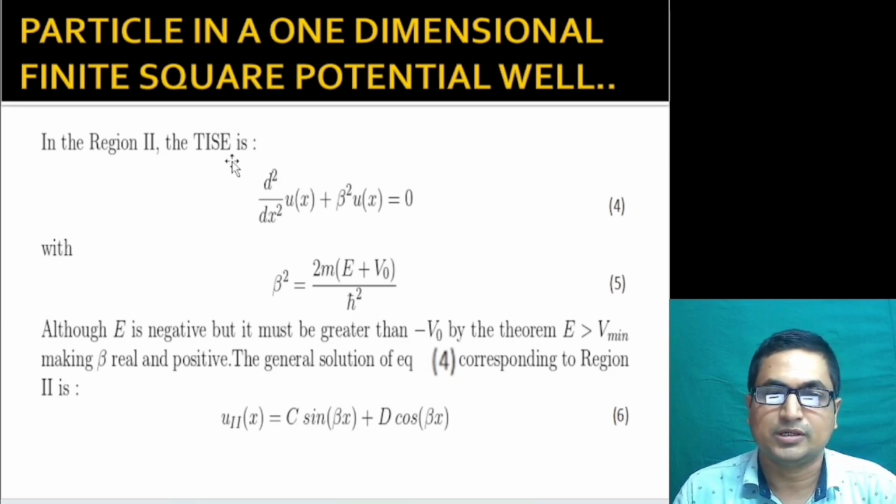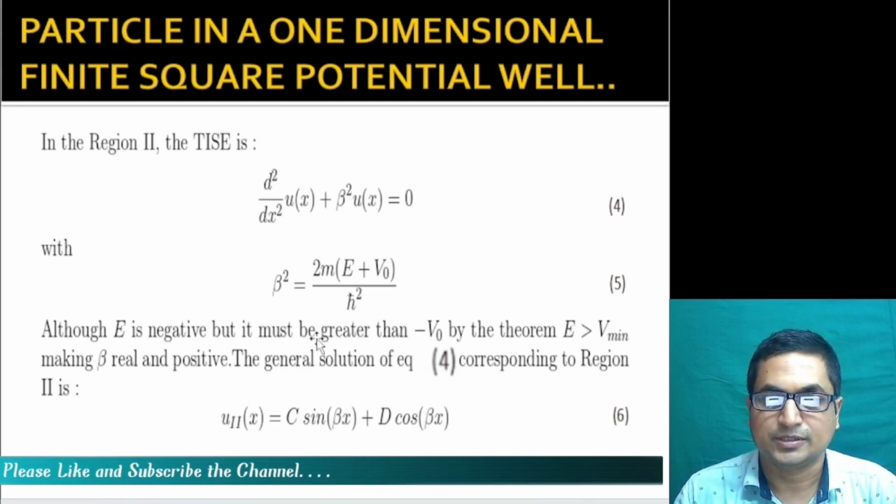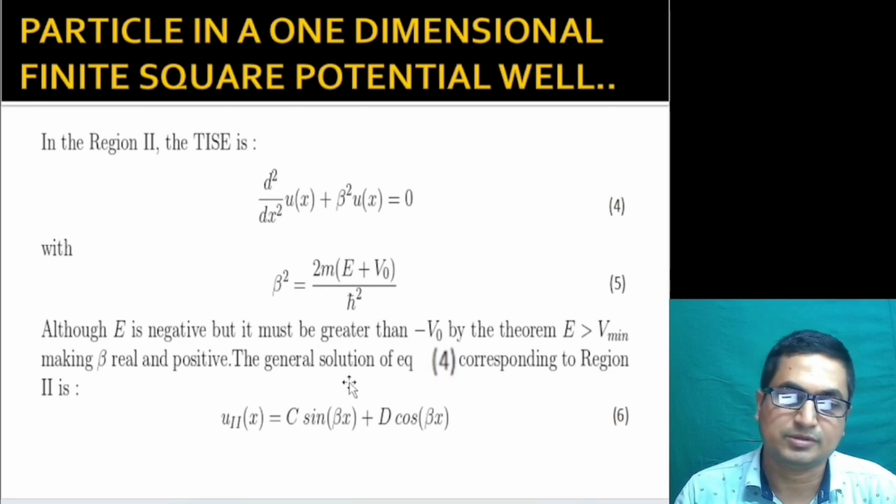In region 2, the Schrödinger equation is this, plus beta square, where we put this beta square equal to 2m(E plus V naught). Although E is negative, it must be greater than minus V naught, because E must always be greater than V minimum, so that beta is always real and positive. So although E is negative, it must be greater than minus V naught, and that's why this beta square is a positive quantity, and that's why beta is real.